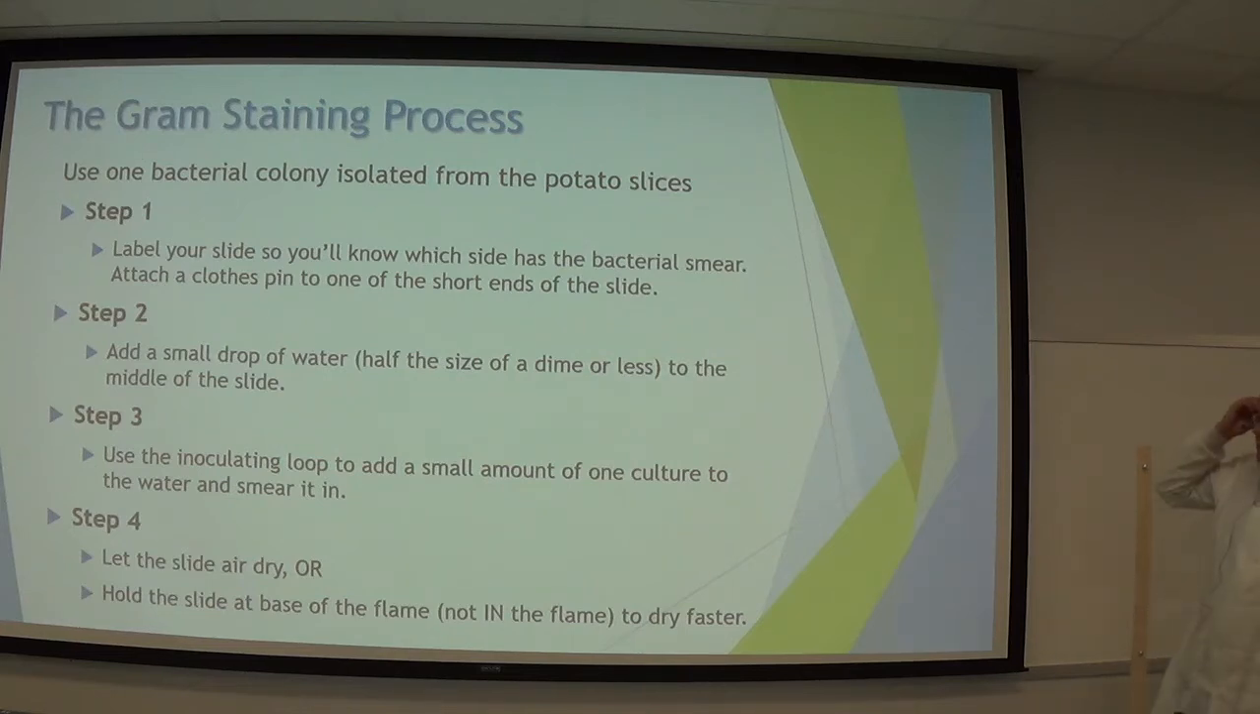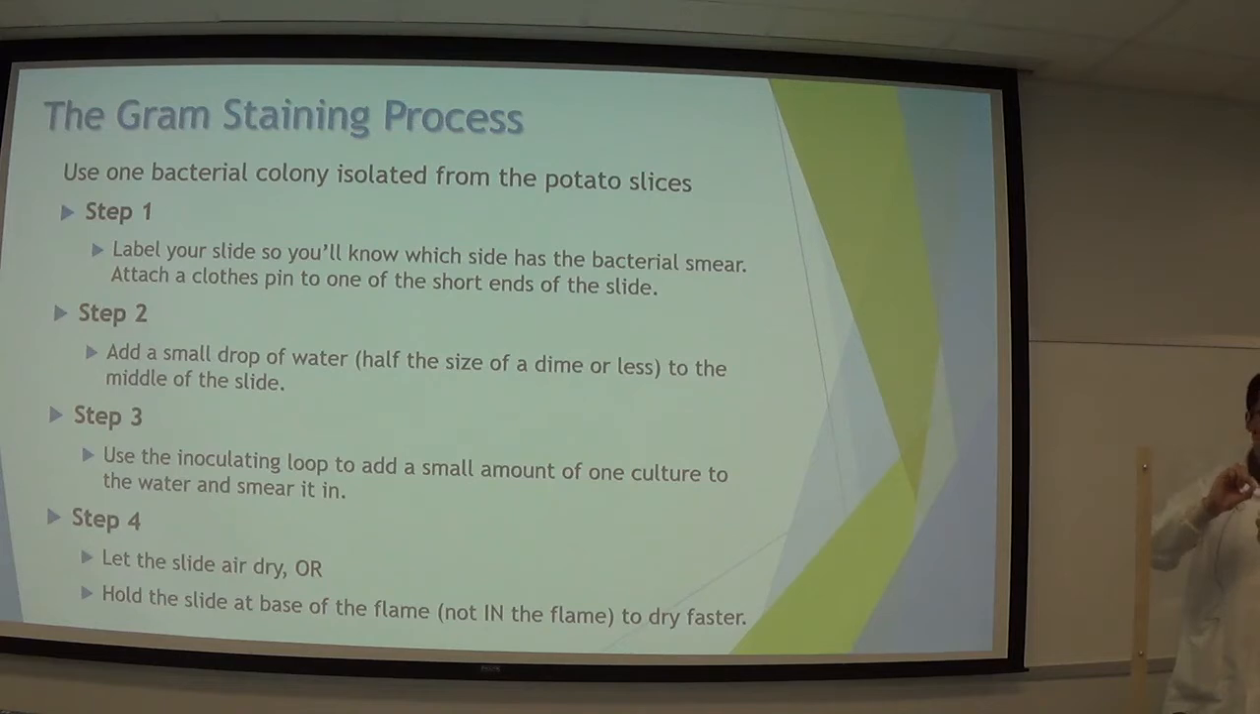And that should take you all the way to step 4. So you're going to let it air dry. Once it's air dried so that there's little to no water on it, you're going to pass it through the flames of your burner. Make sure you have a clothespin hanging onto it so that you're not touching the glass directly, otherwise you're going to burn yourself. And just pass it through the flame.